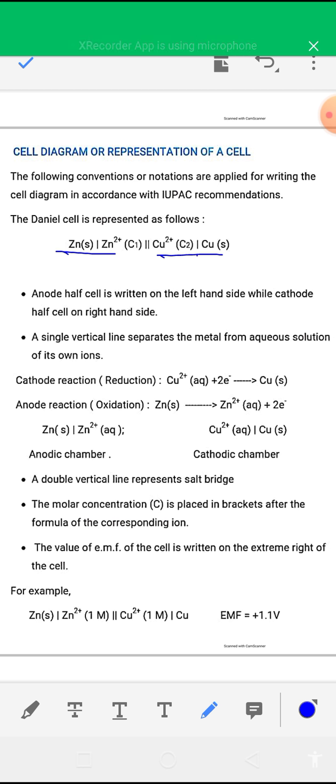Now see the cathode reaction of the Daniell cell. Cathode reaction, that is reduction reaction. At the cathode, copper 2 plus accepts 2 electrons and is converted into copper metal.